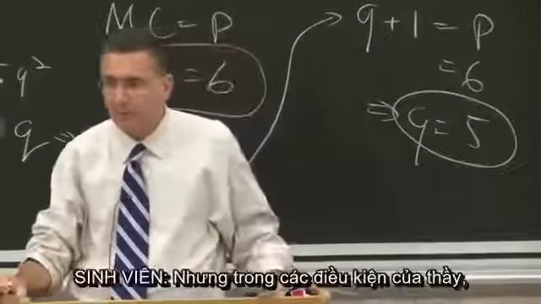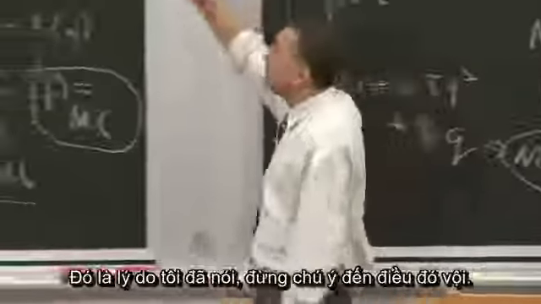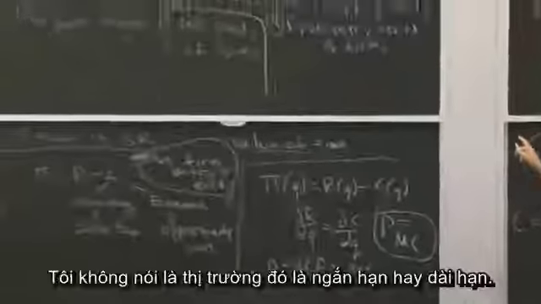Yeah? But in your conditions, you had free and fluid entry and exit of firms. Right, exactly. And that's why I said don't pay attention to that yet. Okay. So in subsets, those are conditions of perfect competition. I didn't say if that was short run or long run.